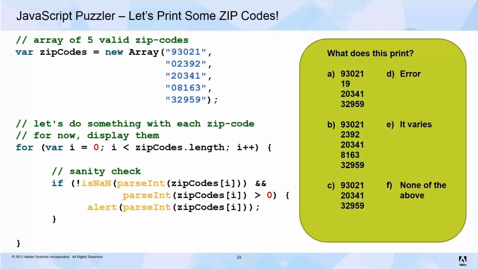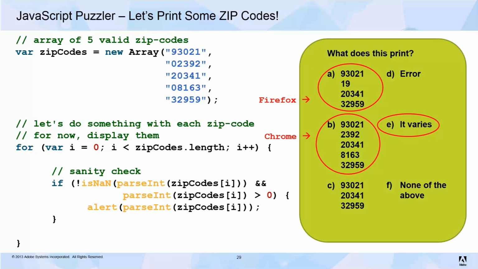All right. Let's see if I'm right. So the answer is, it varies. So, how does it vary? Well, Firefox prints that, but Chrome prints this. So, okay, so why? Why is this?